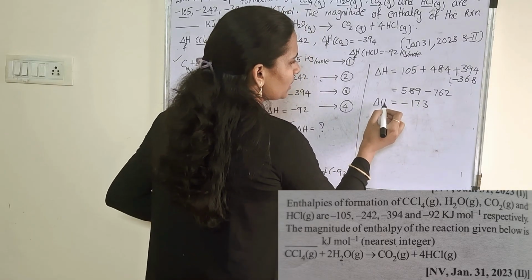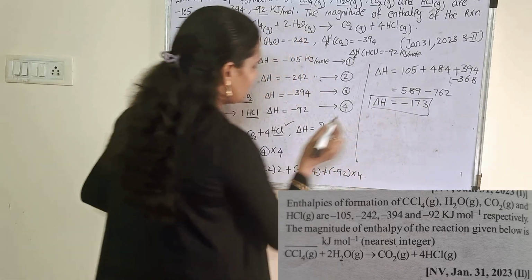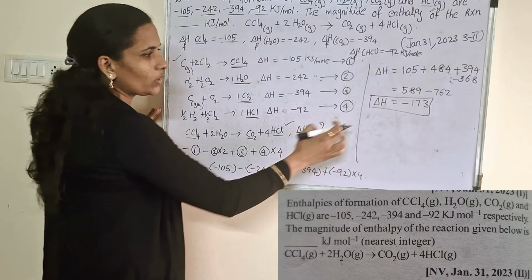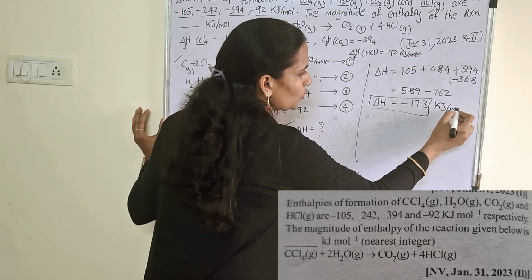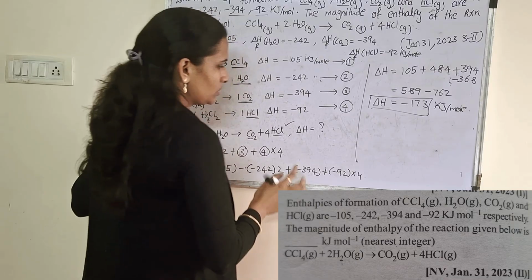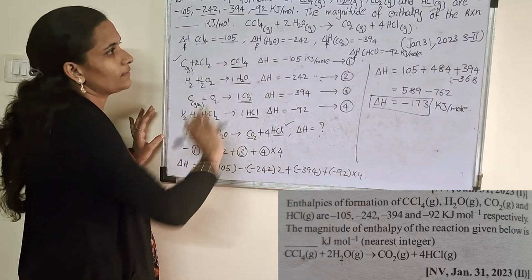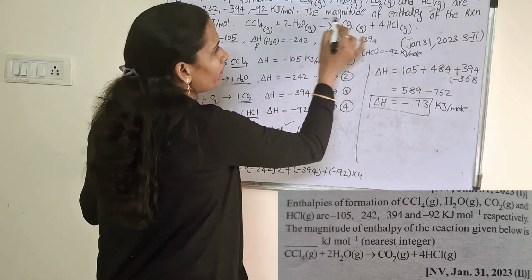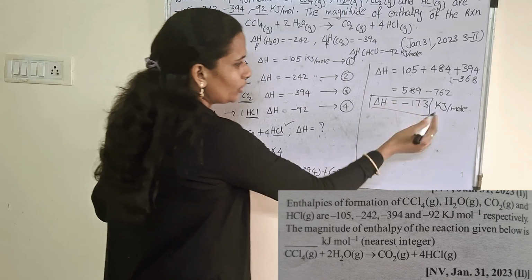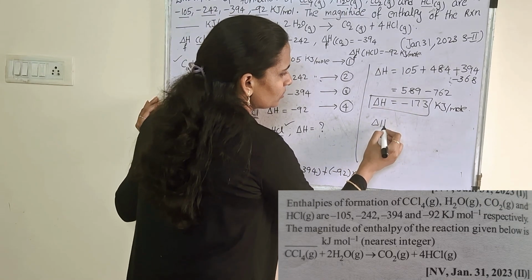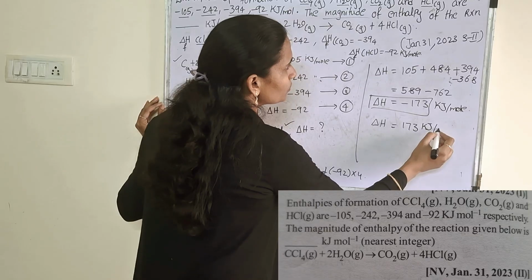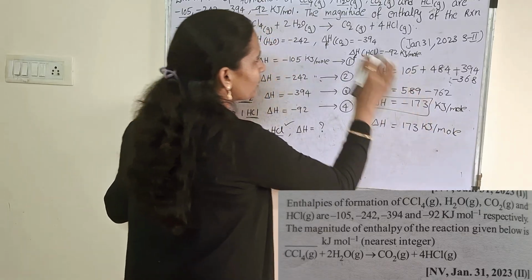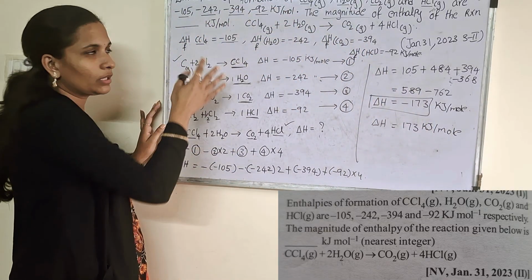So this is the delta H for this reaction. For this reaction the delta H value is minus 173, with units of kilojoule per mole. This is the enthalpy, but they are asking for the magnitude, so remove the negative sign. So delta H equals 173 kilojoule per mole. This is the enthalpy for this reaction using the given information.